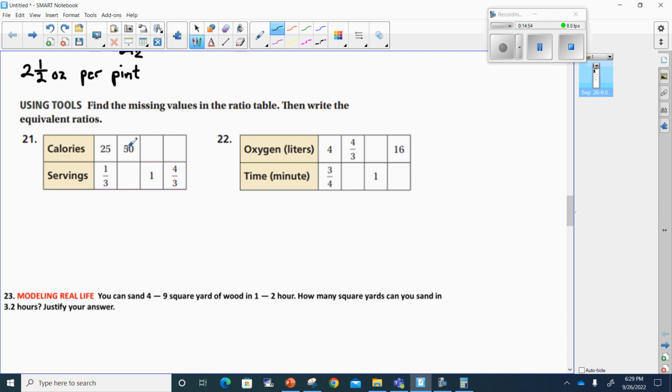For those that felt I did too hard or too quickly, that's 50 divided by 25 gives you 2. So that means I'm multiplying 25 by 2 to get to 50. That means I have to multiply 1/3 by 2. 1/3 multiplied by 2, I'll put in the form of 2 over 1, and that's going to give me 2/3.